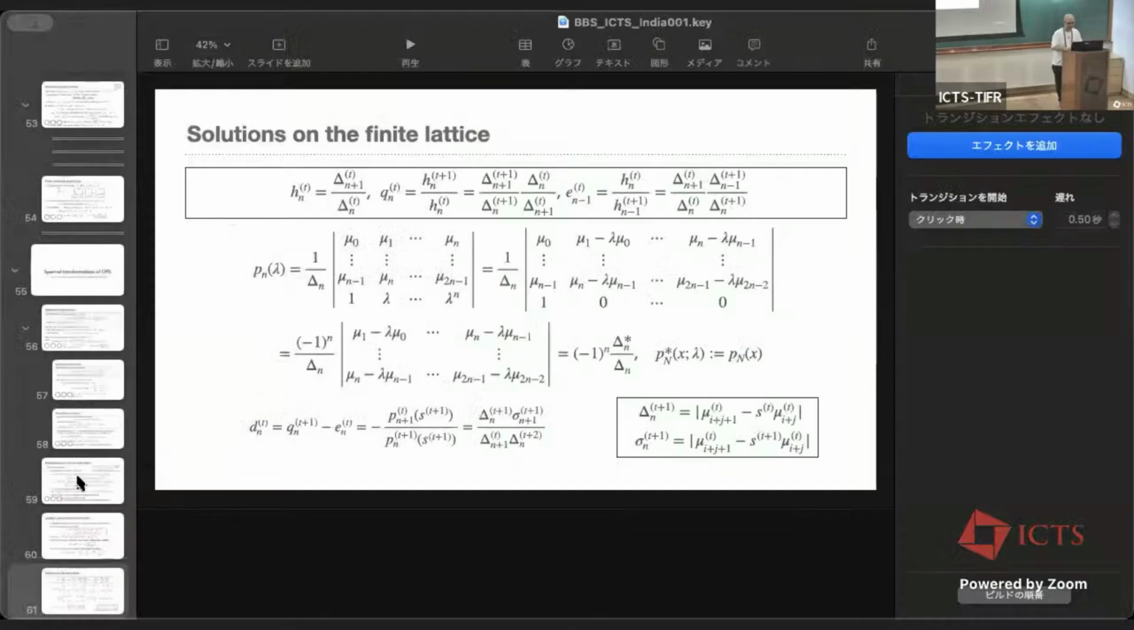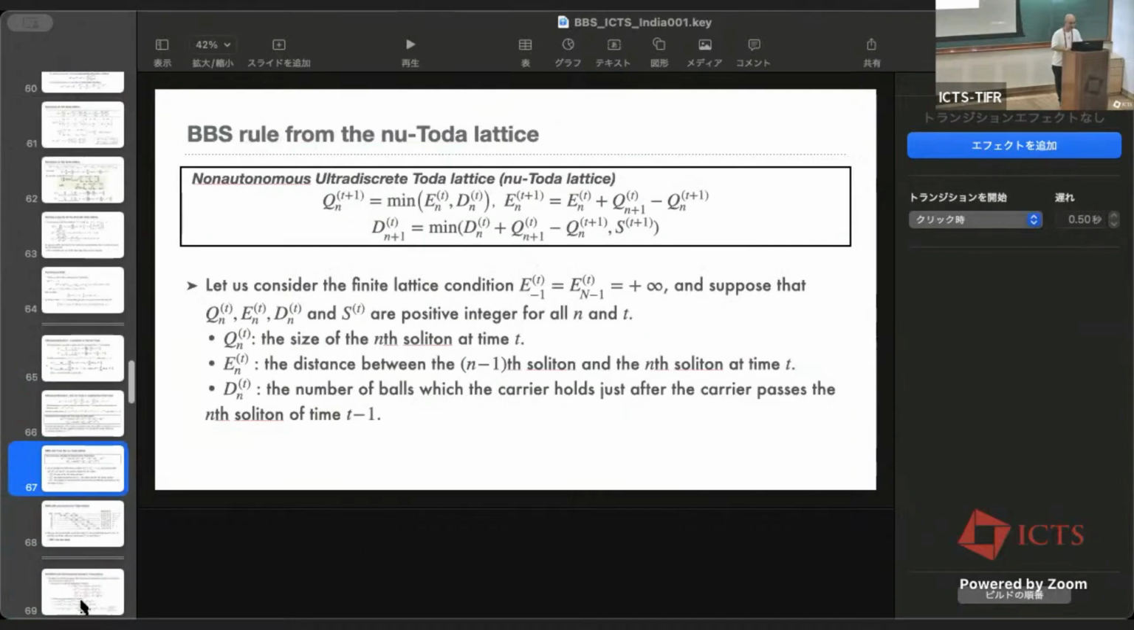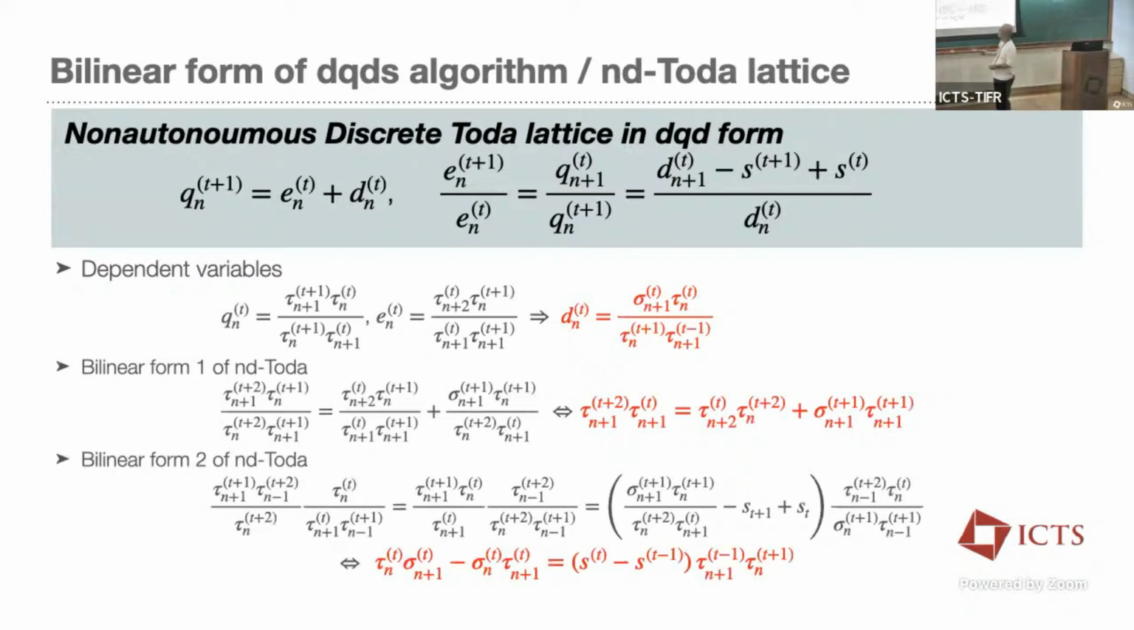Yeah, I'll just show you; actually, I'm already preparing this. Plug this expression into our original nonlinear, non-autonomous discrete Toda equation. So some weird sigma tau function will appear. And then plugging into the first equation, we obtain this equation.